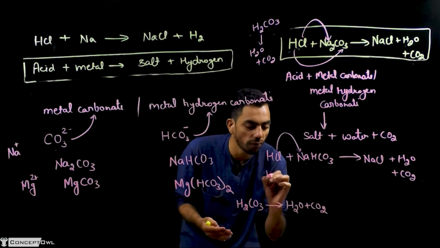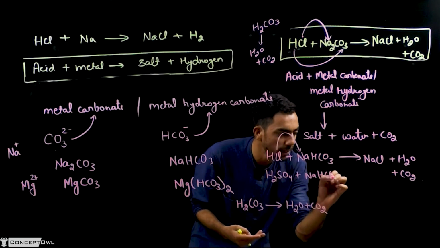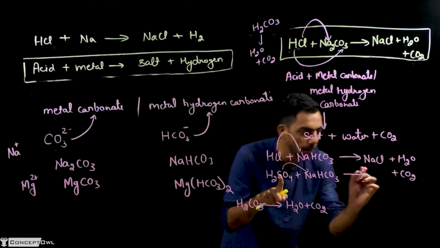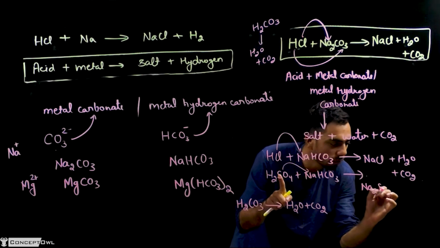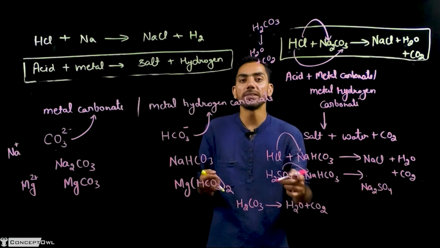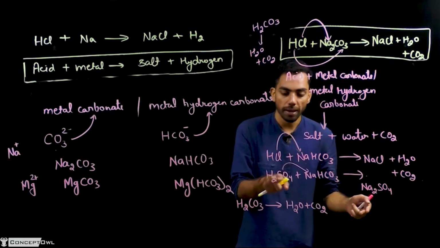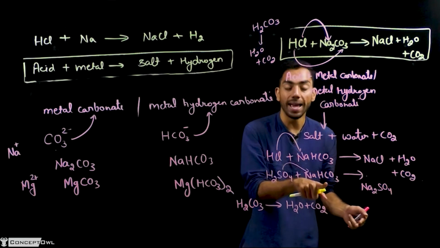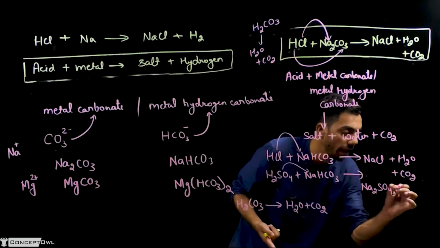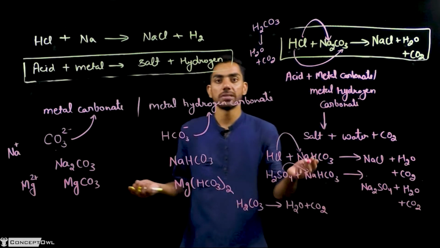If you have H2SO4 plus NaHCO3, this ion will go with Na, simple, Na2SO4, because sulfate has 2 negative charges and Na plus has 1 positive charge, so you need 2 Na plus ions. This hydrogen will go with HCO3, it will form H2CO3, and that will break and form H2O and CO2. You need to balance this equation, that's all, simple.